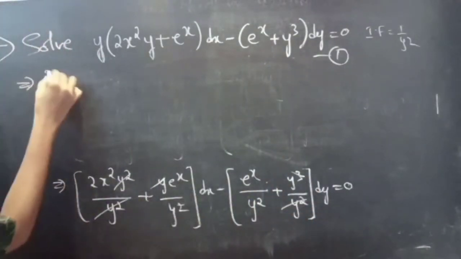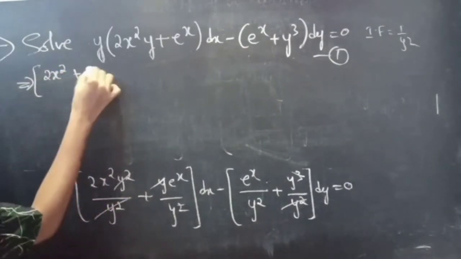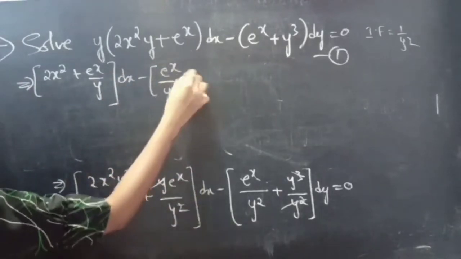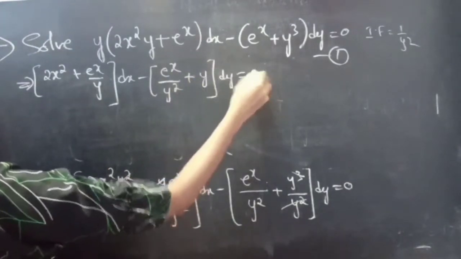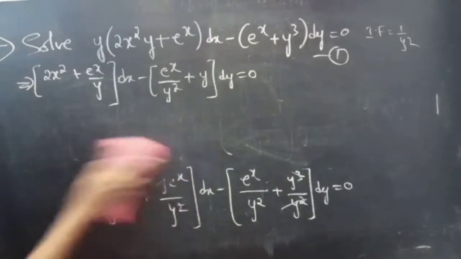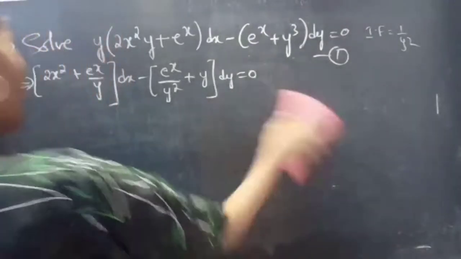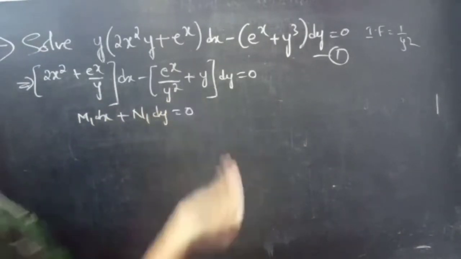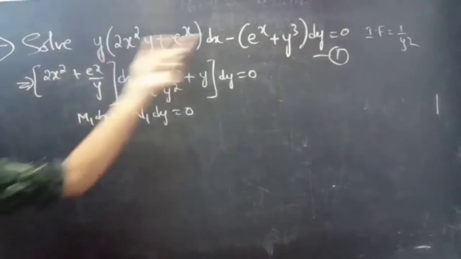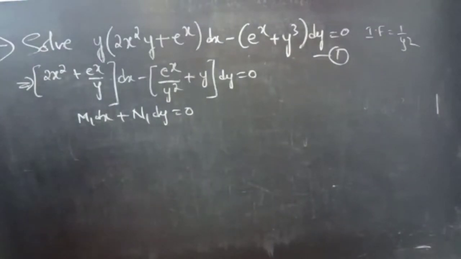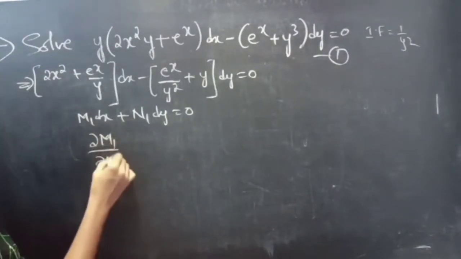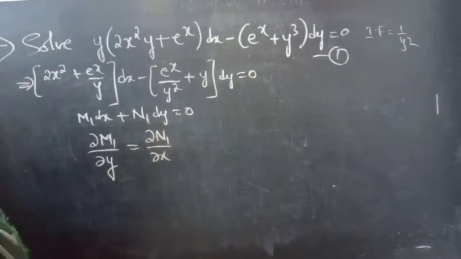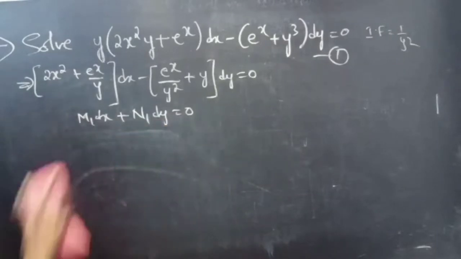This becomes 2x square plus e power x by y into dx minus of e power x by y square plus y into dy equals to 0, which is in M1dx plus N1dy form. Actually, it is in Mdx plus Ndy form, but already you have M and N, so we are naming them as M1 and N1. Here we have to check whether partial derivative of M1 with respect to y is equal to partial derivative of N1 with respect to x or not. So let's find the partial derivative of M1 with respect to y and N1 with respect to x.